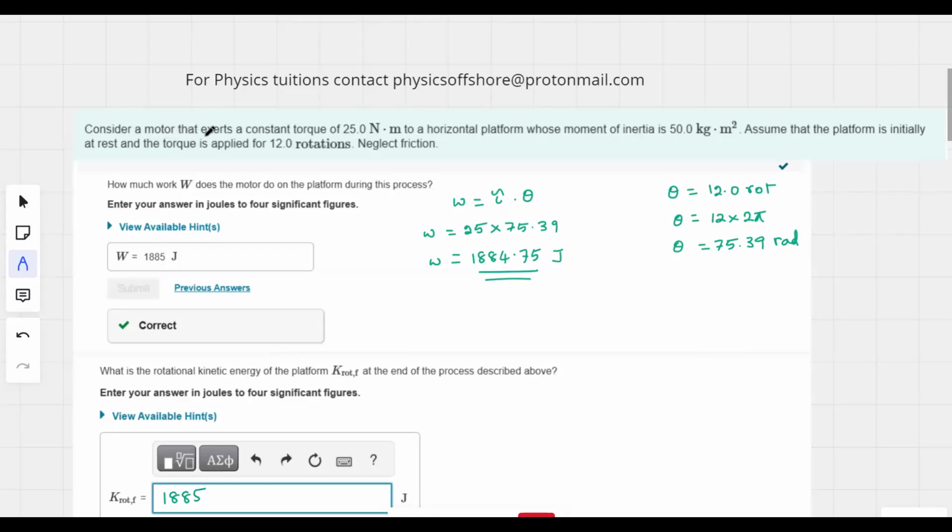Consider a motor that exerts a constant torque of 25 newton meters on a horizontal platform whose moment of inertia is 50 kilogram square meters. Assume that the platform is initially at rest and the torque is applied for 12 rotations. Neglect friction. How much work W does the motor do on the platform during this process?